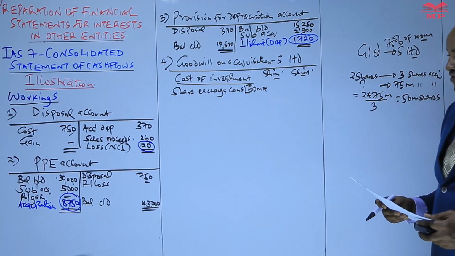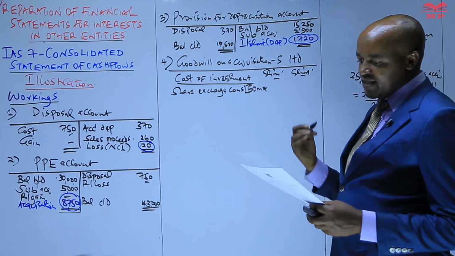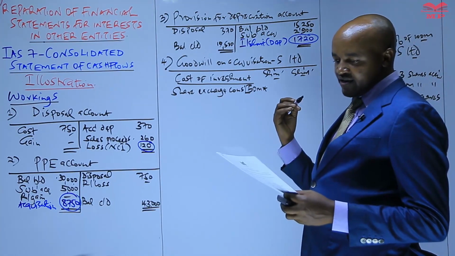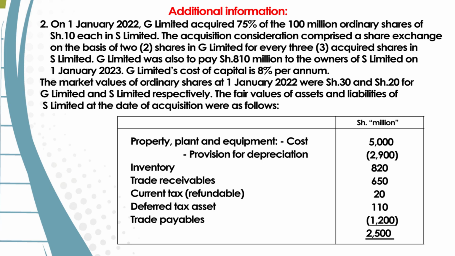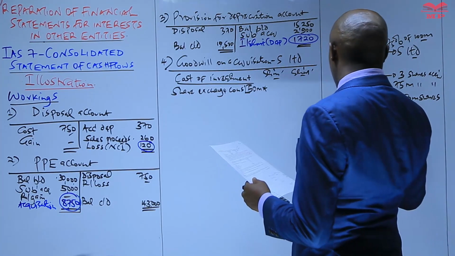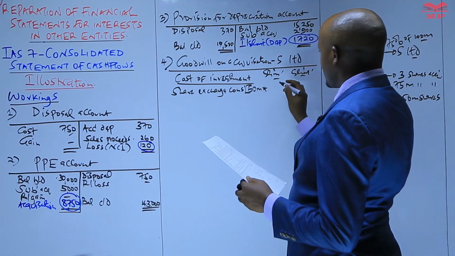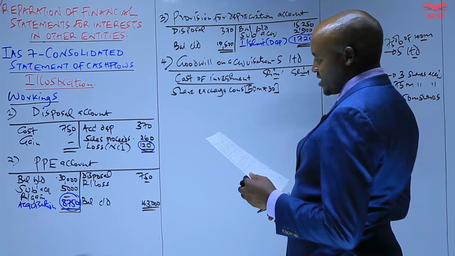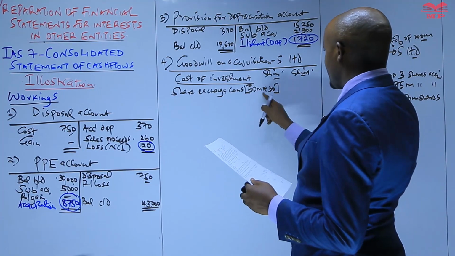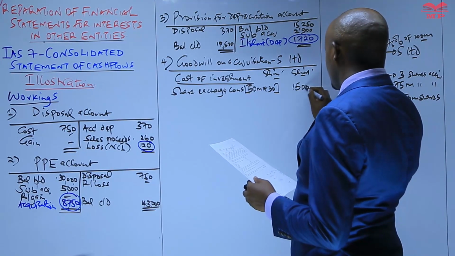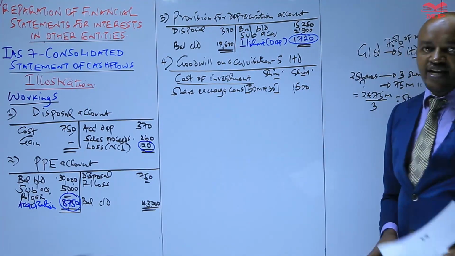So what was the market value or the fair value of G Limited shares on the date of acquisition? That is given in paragraph 2 of note 2, where we are told the market value of ordinary shares at 1st January 2022 was shillings 30 and shillings 20 for G and S. So the shares of G, because the parent company is the one which issued these shares, had a market price of 30. So we multiply by the 50 million, which will give us 1,500 million. So this is the share exchange consideration.